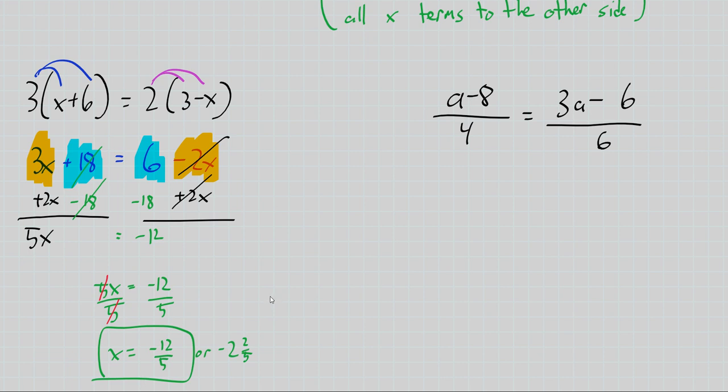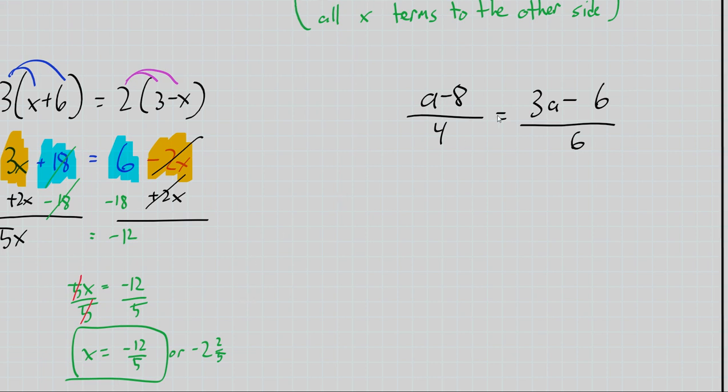Let's do another one. Here we've got a minus 8 over 4 equals 3a minus 6 over 6. Let's do something to it. A minus 8 over 4 equals 3a minus 6 over 6. Well, we could go a over 4 minus 8 over 4 is equal to 3a over 6 minus 6 over 6. I could separate all of my top terms into individual whole terms by just remembering that the denominator applies to both parts on the top.